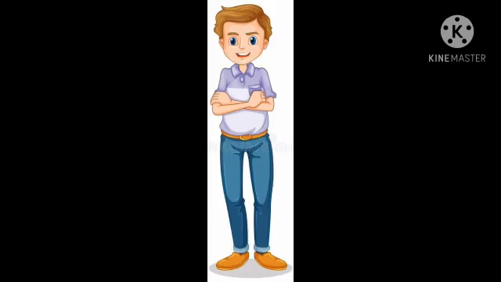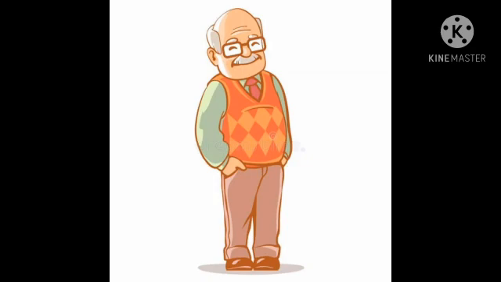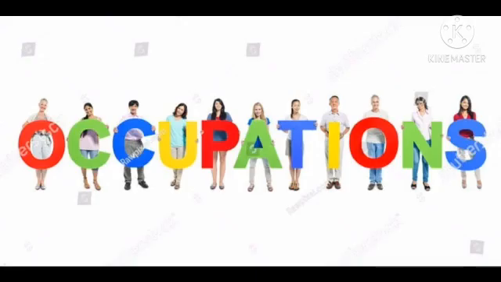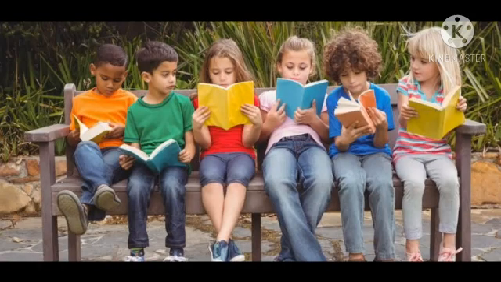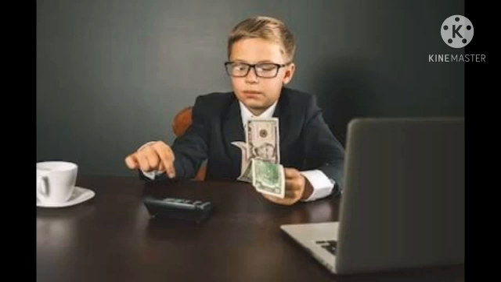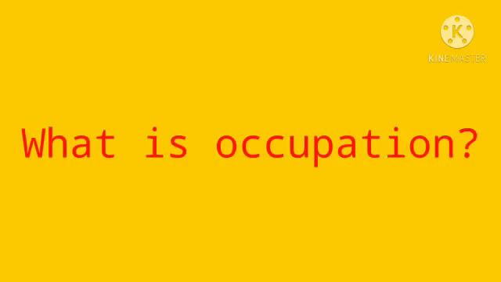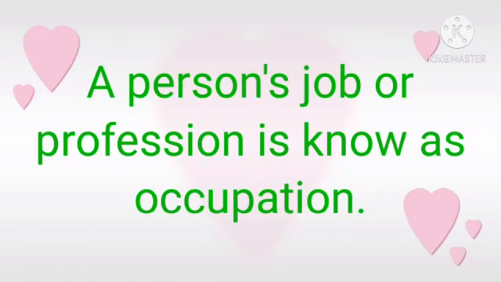Children, you must be knowing what your father is doing. Your mother must be also working. Your grandfather must also have worked before, and all of them have done their own occupations. And children, you also must be saying that when you grow up, you will become doctor, engineer, soldier, banker, etc. So, all these are called occupations. What is occupation? A person's job or profession is known as occupation.